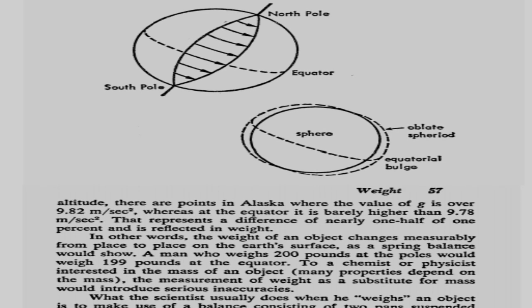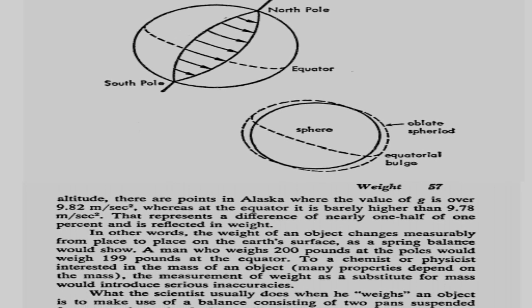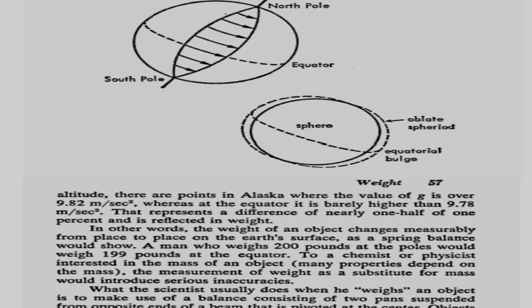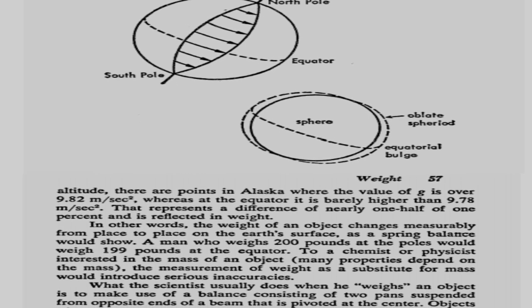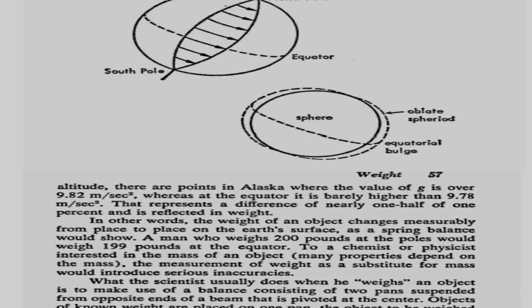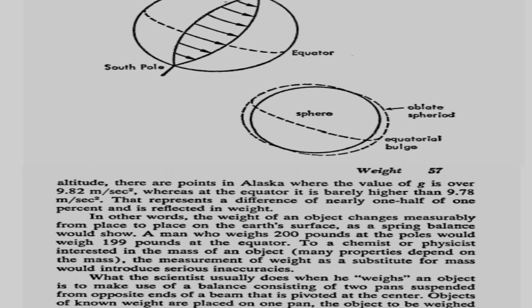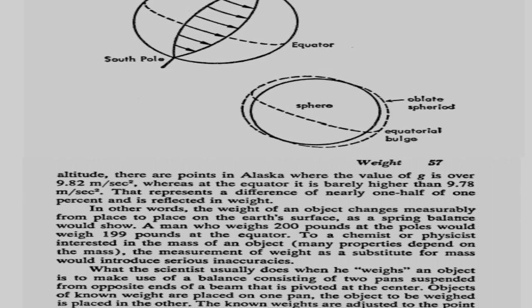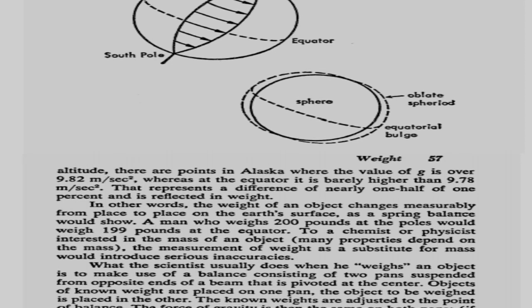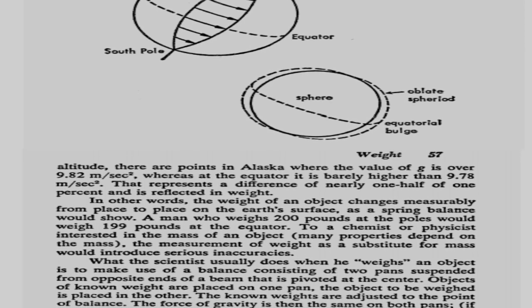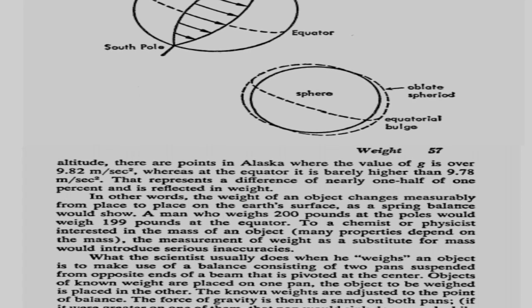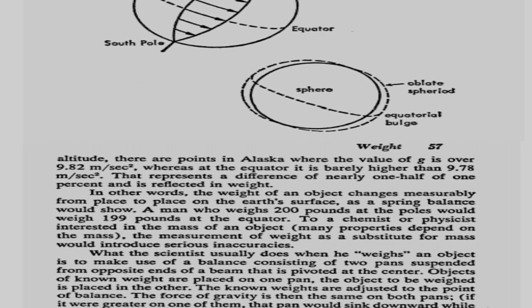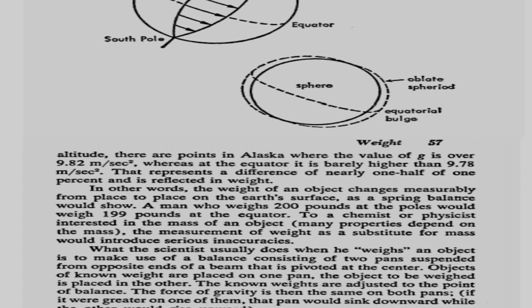What the scientist usually does when he weighs an object is to make use of a balance consisting of 2 pans suspended from opposite ends of a beam that is pivoted at the center. Objects of known weight are placed on one pan. The object to be weighed is placed in the other. The known weights are adjusted to the point of balance. The force of gravity is then the same on both pans.